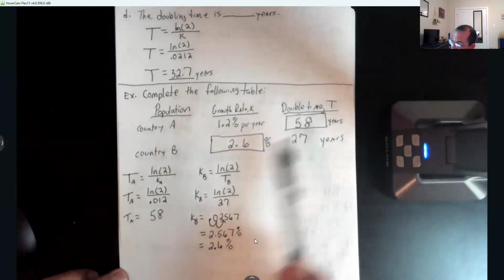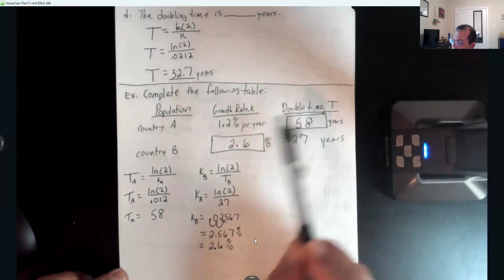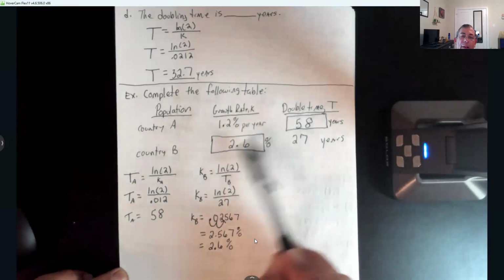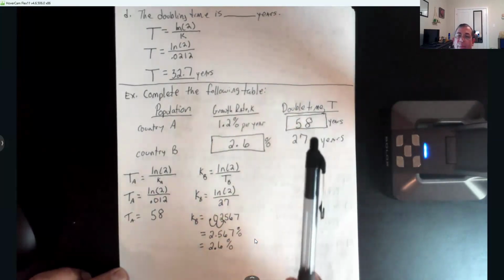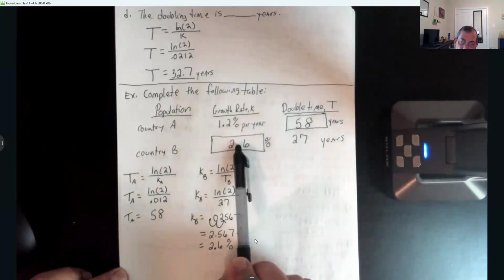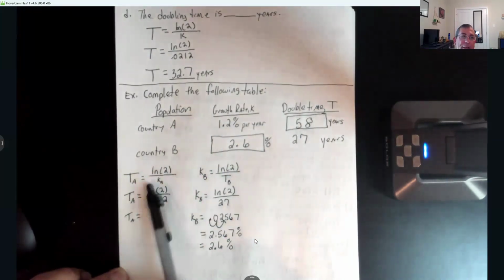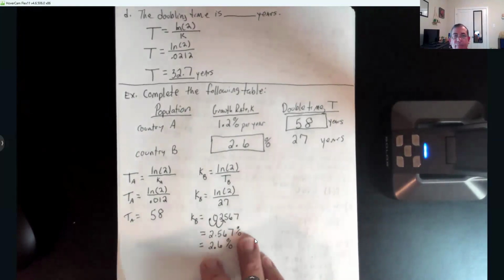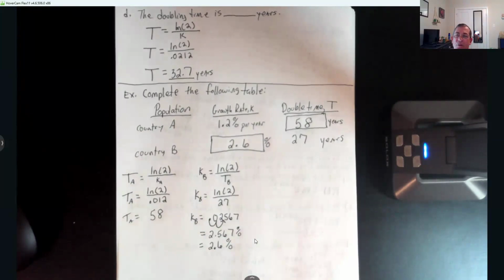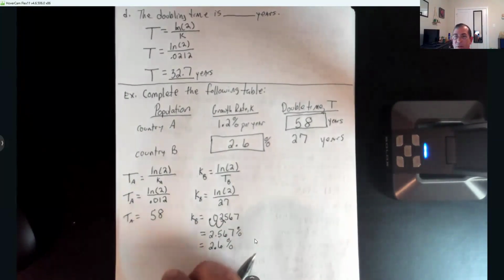All right, y'all, that's all we had to do. Use those two formulas to find those two items. They're doing this to show you that if you've got growth rate, you can find double time. If you've got double time, you can find the growth rate really quick by doing the ln of 2 divided by those. Any questions on this yet? This section is not real bad. This section is all about plugging stuff into those two formulas.